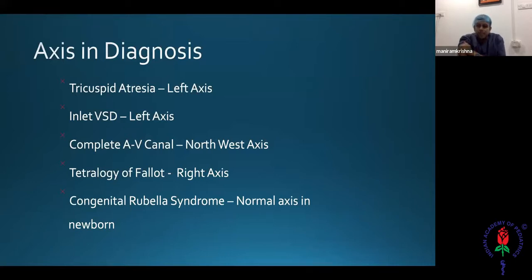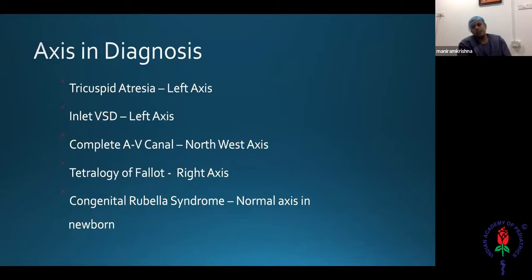Honestly, it doesn't help very much, but there are certain clues you'll get, especially if you don't have access to a pediatric cardiologist. And the residents here, you'll always be tortured in your exam about all of these. So tricuspid atresia will have left axis deviation. Inlet and posterior muscular VSDs will have right axis deviation. Complete AV canal defect will have what is called the northwest axis or extreme axis deviation.